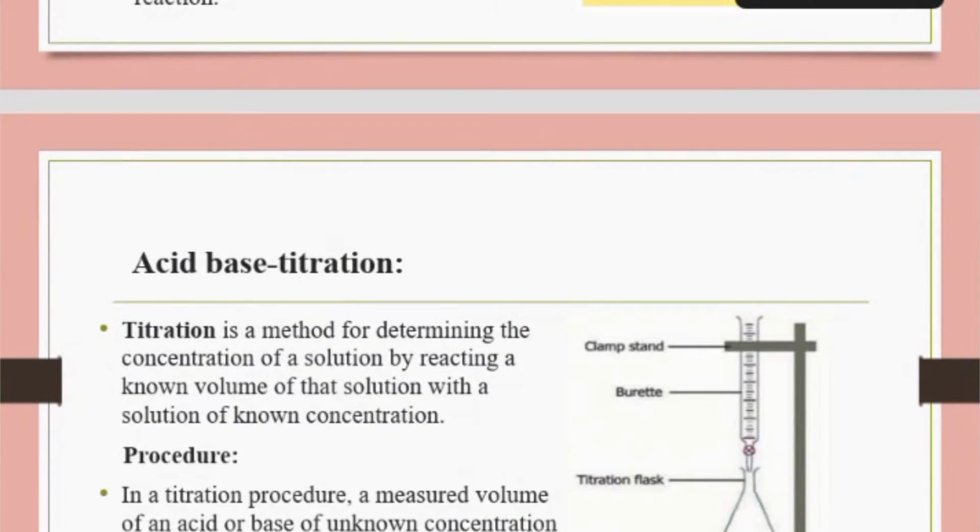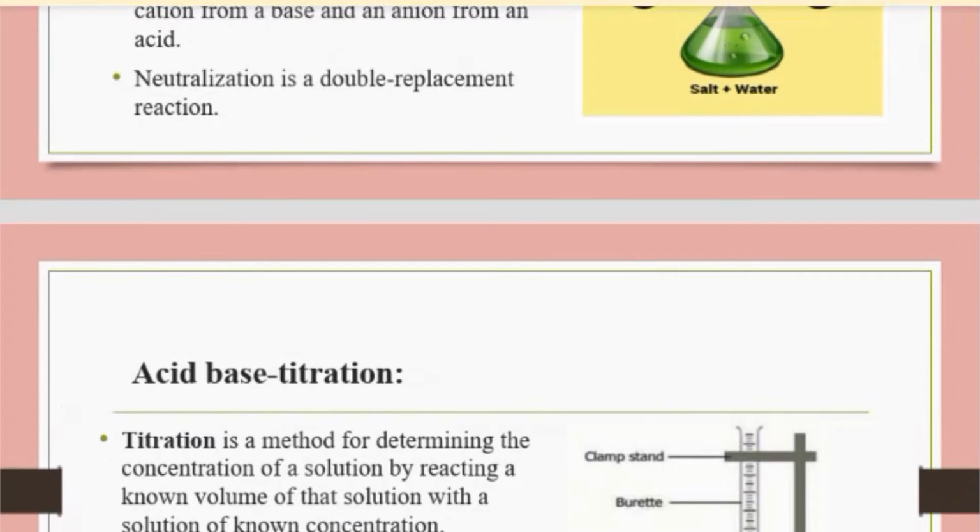Then I will discuss acid-base titration. What is titration? Titration is a method for determining the concentration of a solution by reacting a known volume of that solution with a solution of known concentration. It means that we find the unknown concentration of a solution through the solution whose concentration is known.